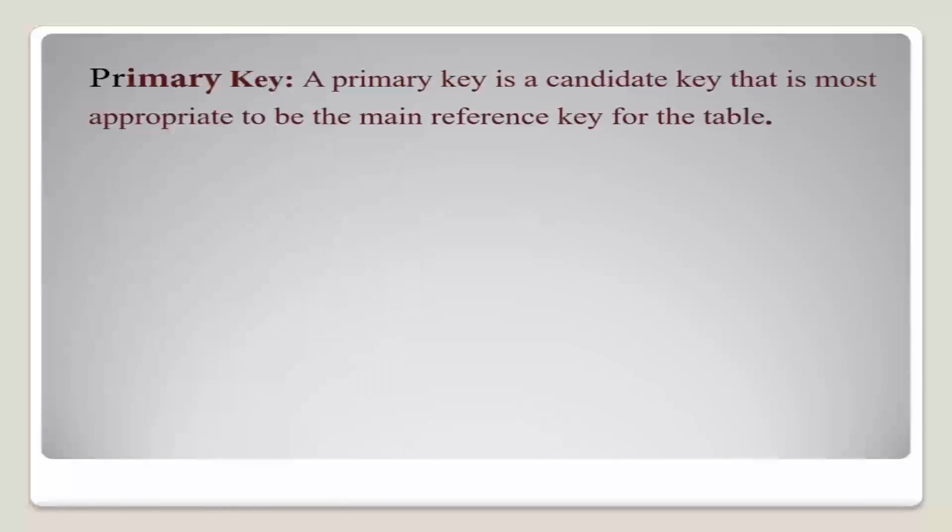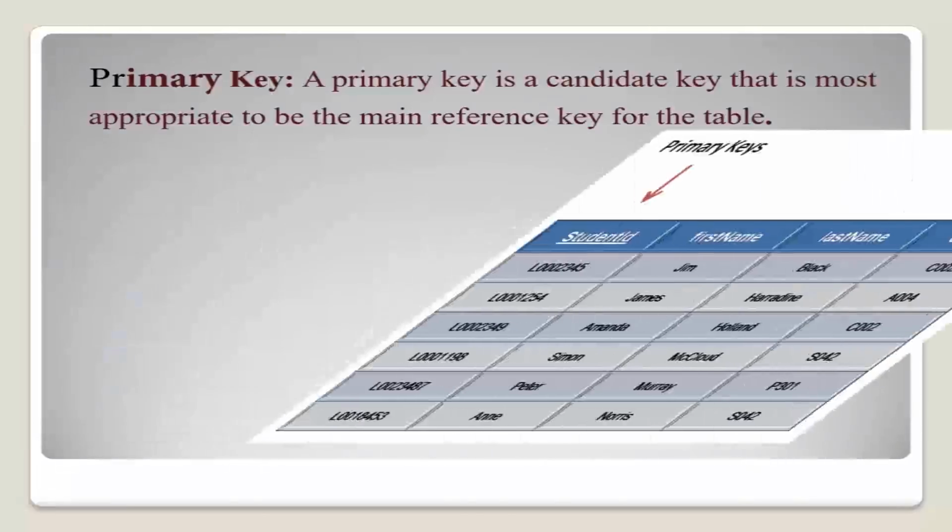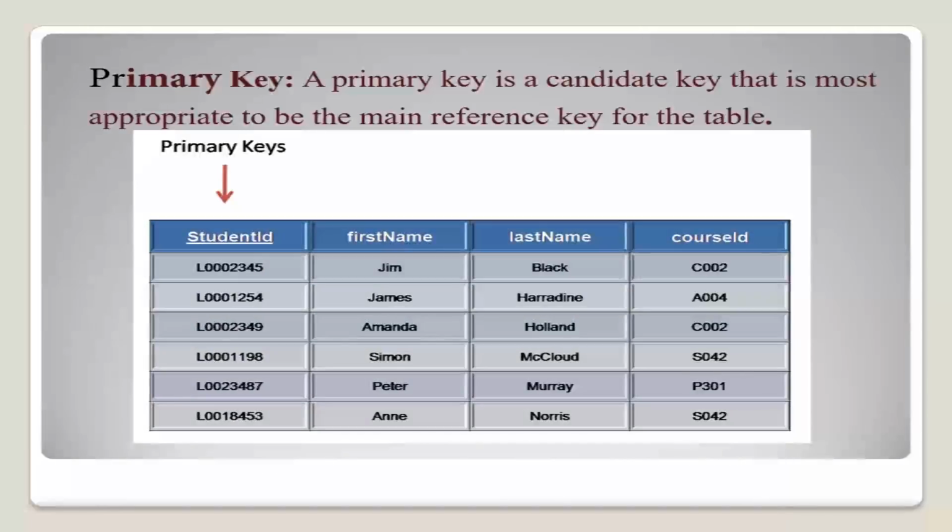Moving to the primary key. Primary key is a candidate key that is most appropriate to be the main reference key for the table. As its name suggests, it is the primary key of reference for the table and is used throughout the database to help establish relationships with other tables. As with any candidate key, the primary key must contain unique values, must never be null, and uniquely identify each record in the table.